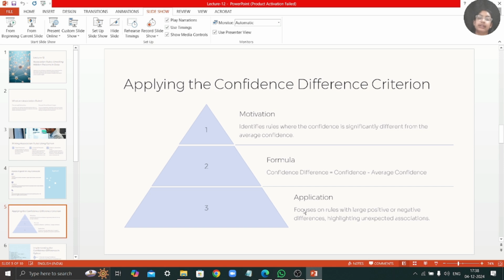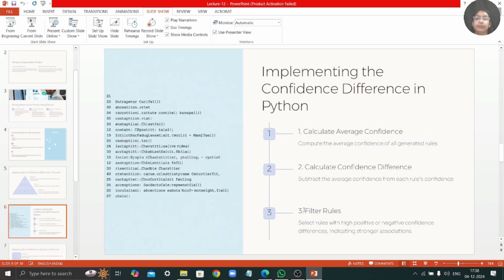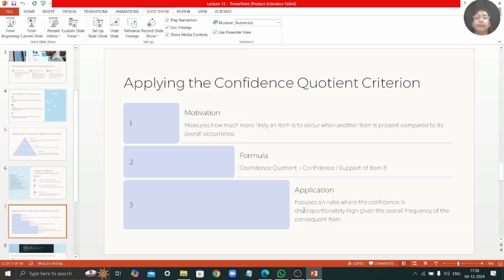Applying the confidence difference criterion, first we have the motivation, then the formula. The formula is confidence difference equals confidence minus average confidence. Then we apply those rules. In Python, we calculate the average confidence, then the confidence difference, and then we filter the rules to check whether they are up to the mark. If they are, we keep them as association rules, and if they are not, we do not consider them. Then we also applied the confidence quotient criterion, with motivation, formula, and application, which we have just discussed.